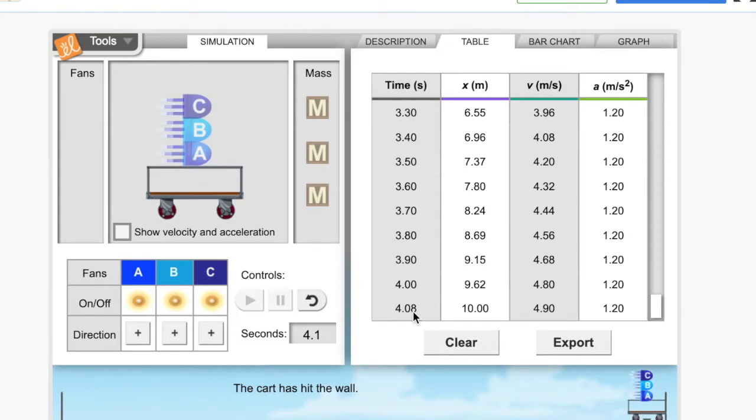Now we're going to form a hypothesis. How do we think the mass of the cart will affect the acceleration? So you come up with a hypothesis. How do you think the number of fans will affect the acceleration? So the number of fans has to do with the force. More fans, more force. That's it.